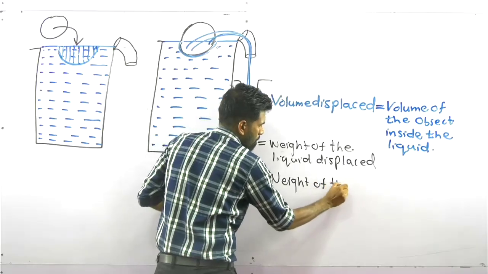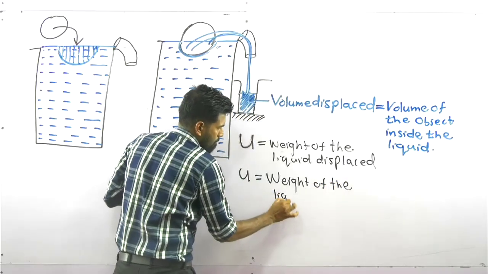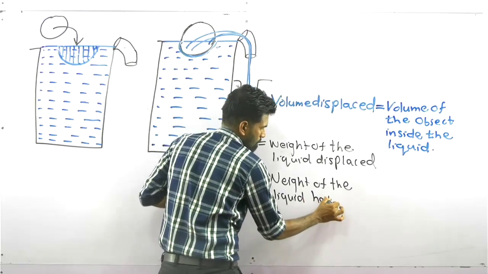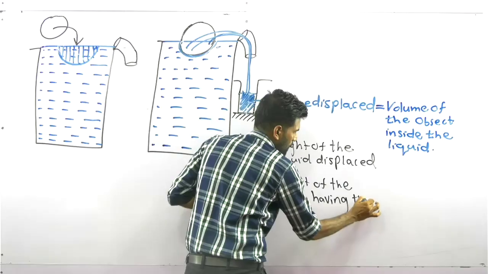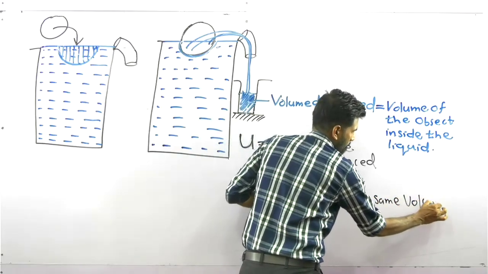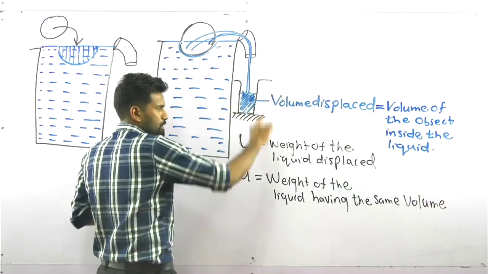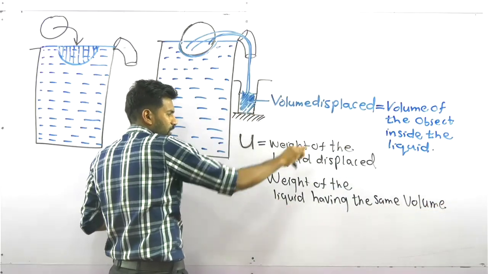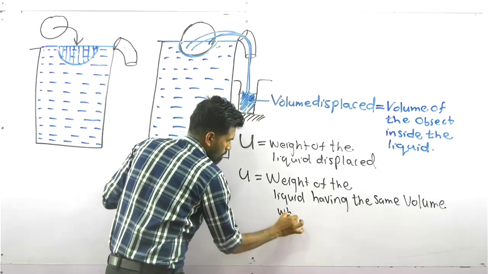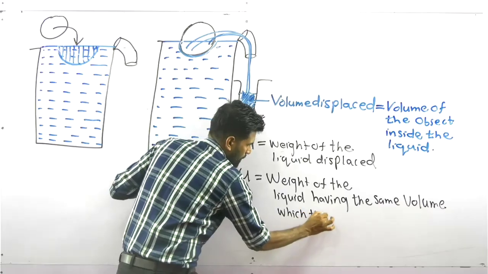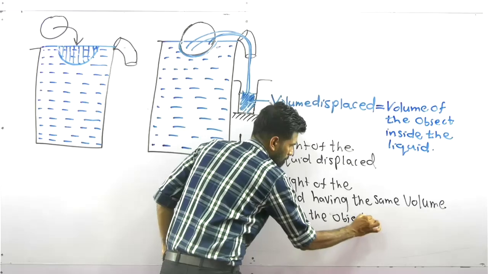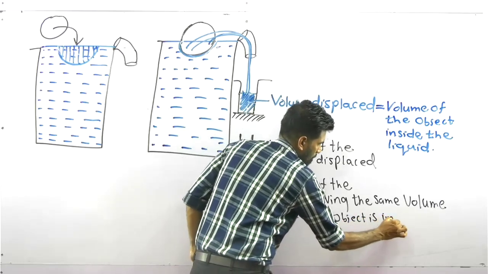Weight of the liquid having the same volume. Weight of the liquid displaced, I can rewrite it, weight of the liquid having the same volume in which the object is immersed.